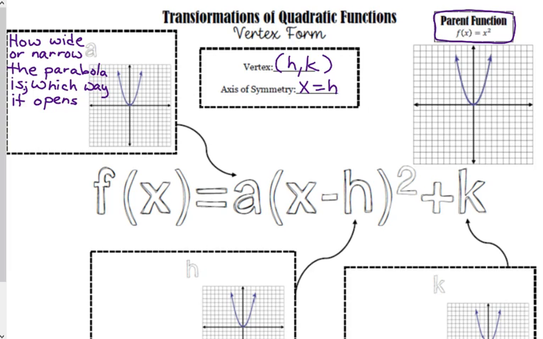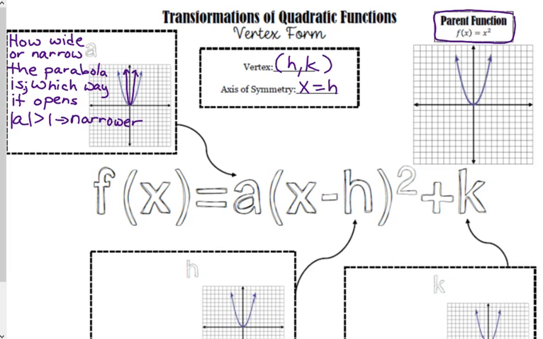So for our wide and narrow, we're going to have the absolute value of a is greater than 1. And what that means is just the number disregarding the positive or negative. We don't really care about the positive or negative for this purpose right now. If a is greater than 1, then it is narrower than the parent function. Okay, that would be like this. We also call that a vertical stretch or a horizontal compression.